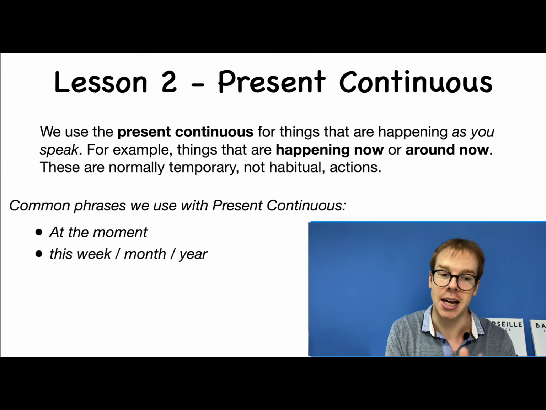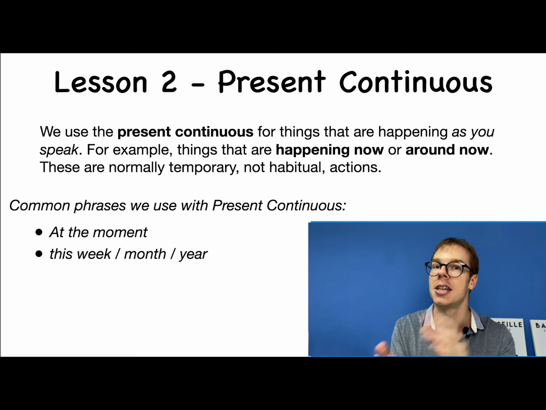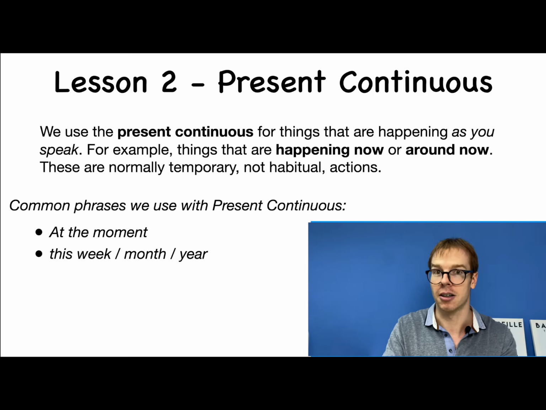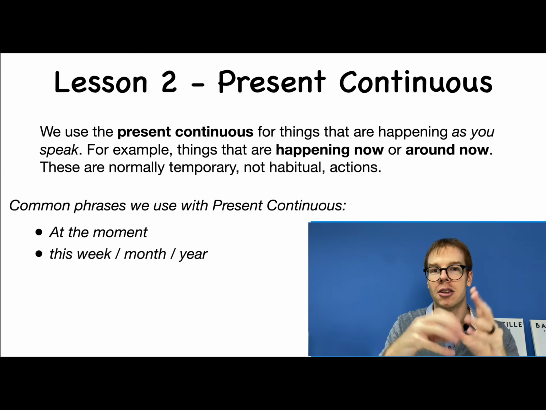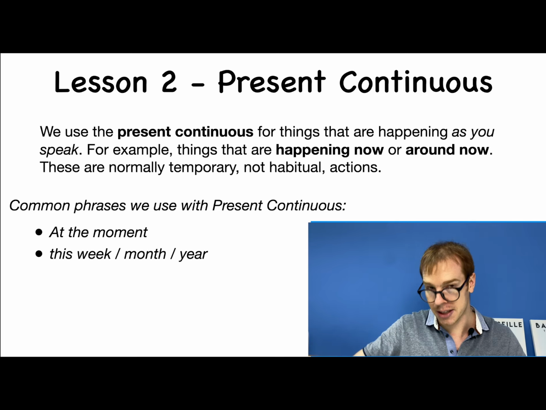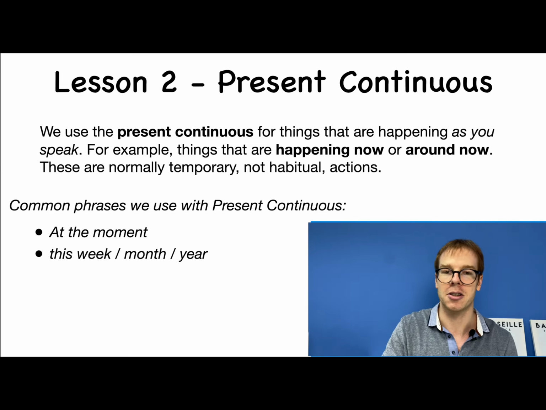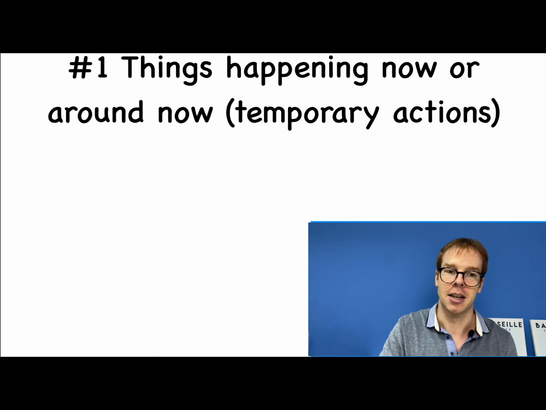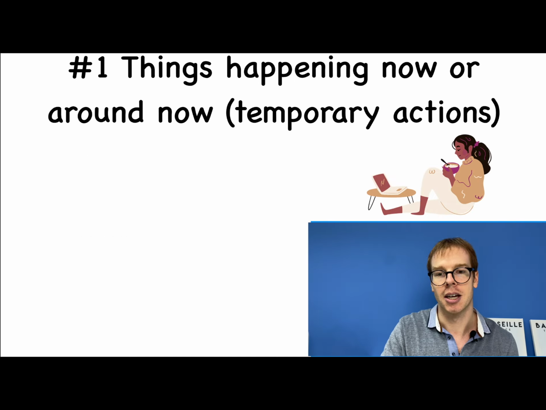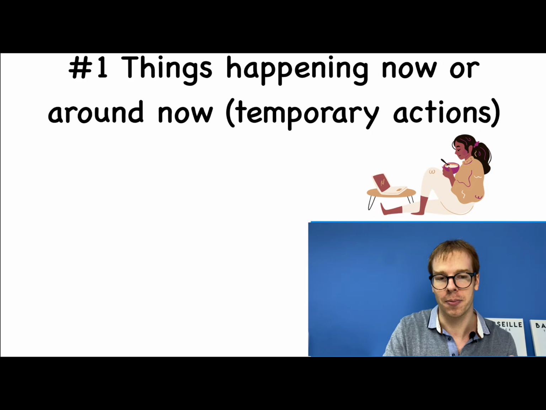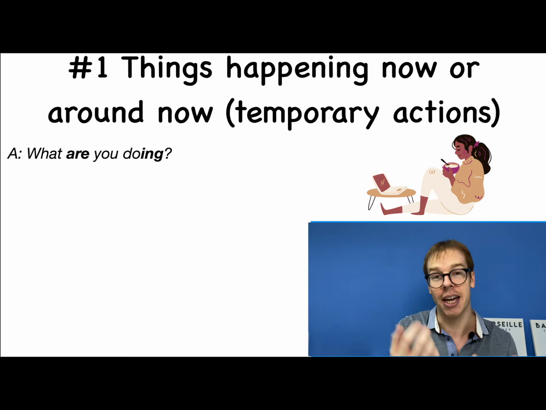Or I hear people say this week, this month, this year, right? What are you doing this week? What are you doing this month? What are you doing this year? It's also a way to show not forever, but this specific time, right? So that's also something to keep in mind. But again, back to our examples. If I want to do things happening now or around now, I'm going to show you a dialogue, okay?